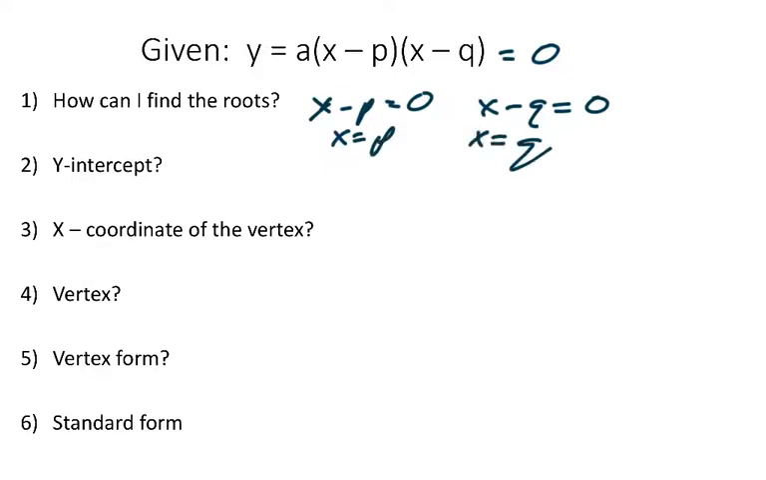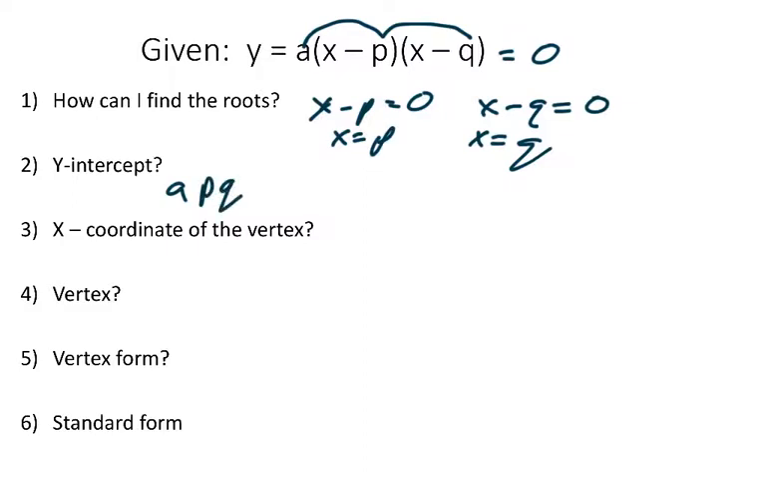Now, finding the y-intercept, you would have to multiply everything out. You can do that. We can do that with variables, but it ends up being the last term. It's going to be this times this times this, and a negative p times a negative q is going to make a positive pq, and it'll also have the a. So the y-intercept in this case is actually a times p times q.